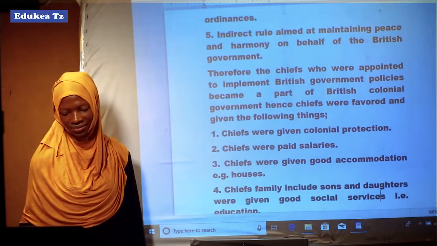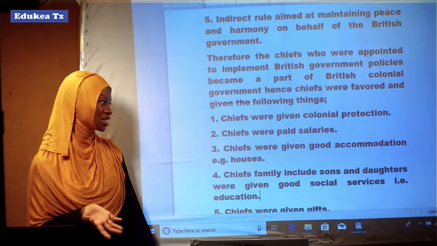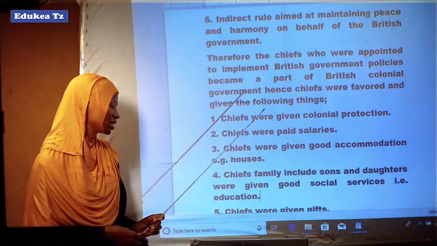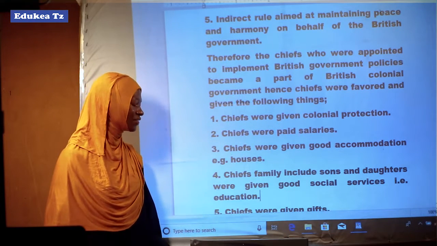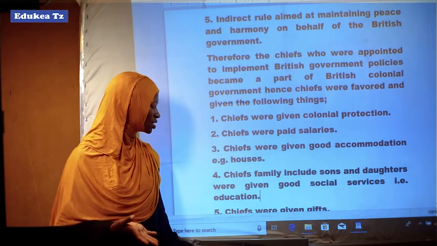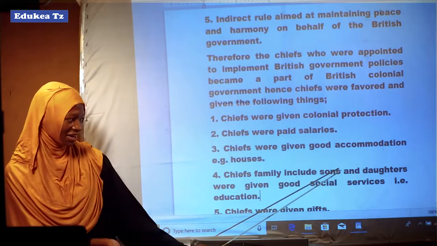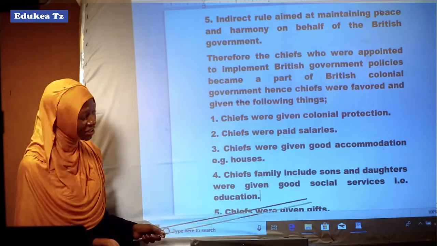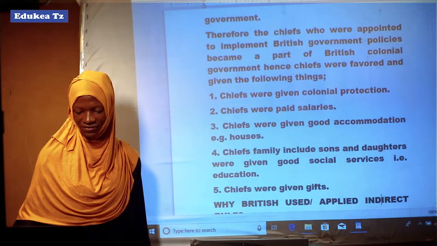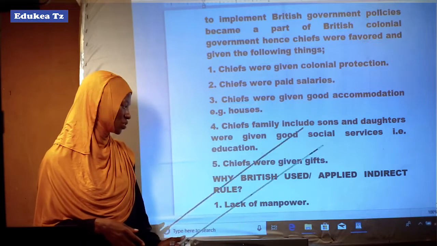Let's see those favors. Chiefs were given colonial protection, so they were protected. Another, they were paid salaries for their work. Another, chiefs were given good accommodation, for example houses, and even other social services like education. The chiefs' sons were allowed to go to school. Chiefs' families, including sons and daughters, were given good social services like education, as I said before. The next one is that chiefs were given stamp dues in order for them to be puppets of the British.